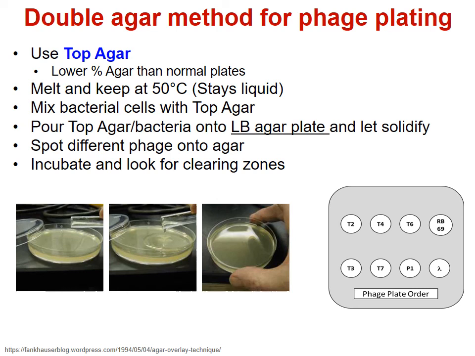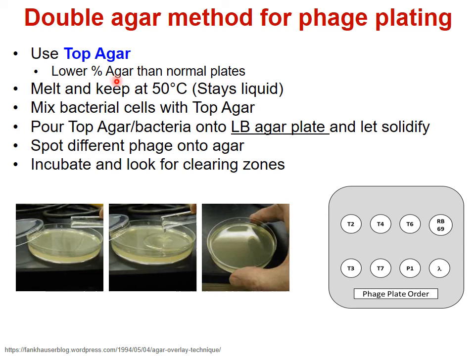So the method, I just want to quickly go over this. We'll talk about it more in class and have a demonstration, but we're going to use the double agar method for plating phage. This comes out to try to solve the problem that you have to get bacteria onto the plate before you infect with phage. And so we're going to use this thing called top agar. Top agar is similar to the LB agar that we've been using on our plates, except that the percentage of agar is lower than in these normal plates. The normal plates are called bottom agar.